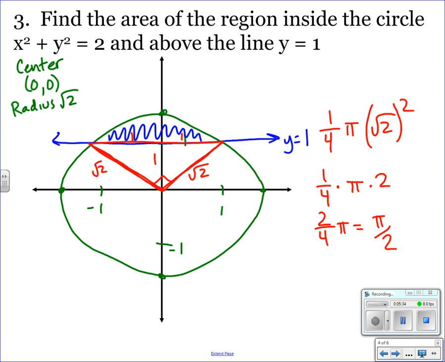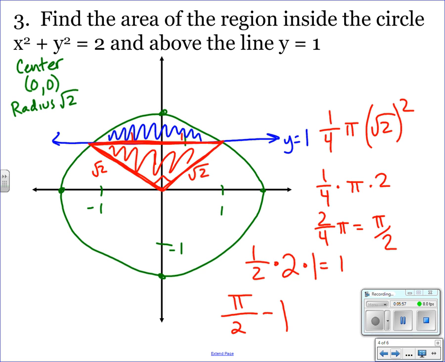I need to subtract the area of this triangle to get the blue region. So the area of the triangle is 1/2 the base, which is 2 units, times the height, which is 1 unit. So our whole area is pi over 2 minus 1.